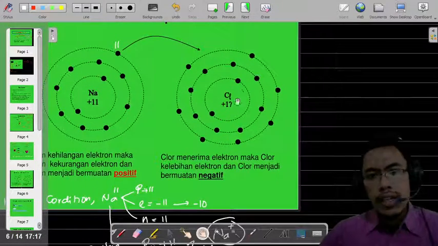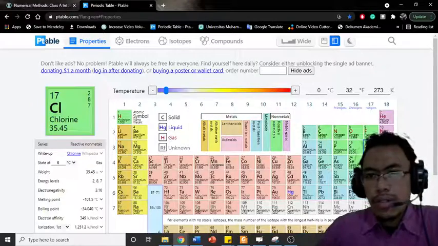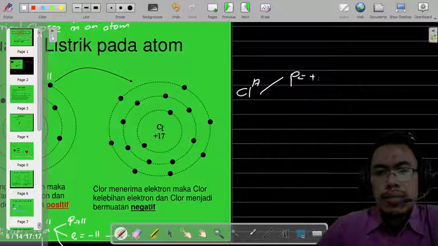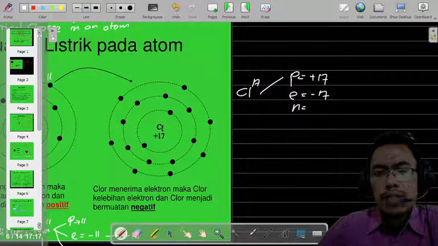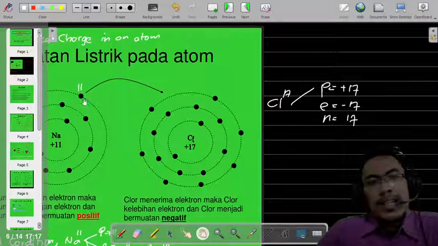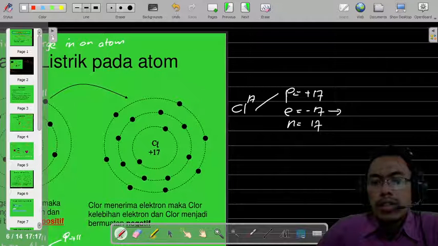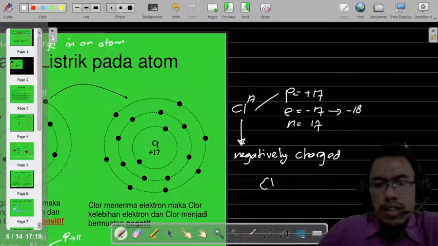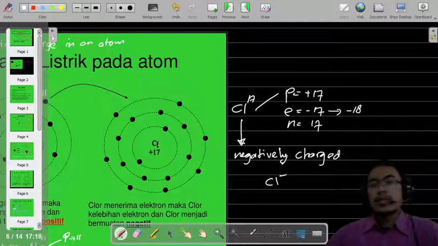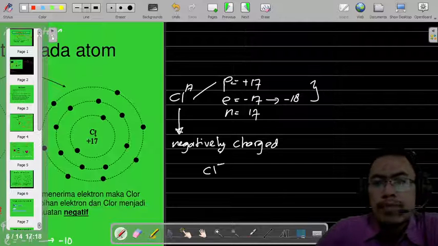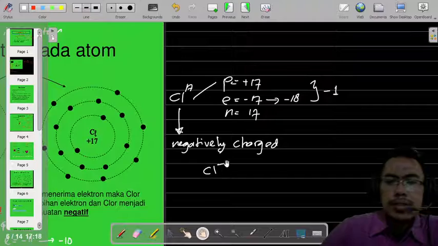And how about chlorine? Where is chlorine? Okay, chlorine has 17. So the protons will be plus 17, the electrons will be negative 17, and the neutrons will be 17. But because the chlorine gets one electron from sodium, the number of electrons will be 18. So it will be negatively charged, Cl minus, because the charge is minus 1.